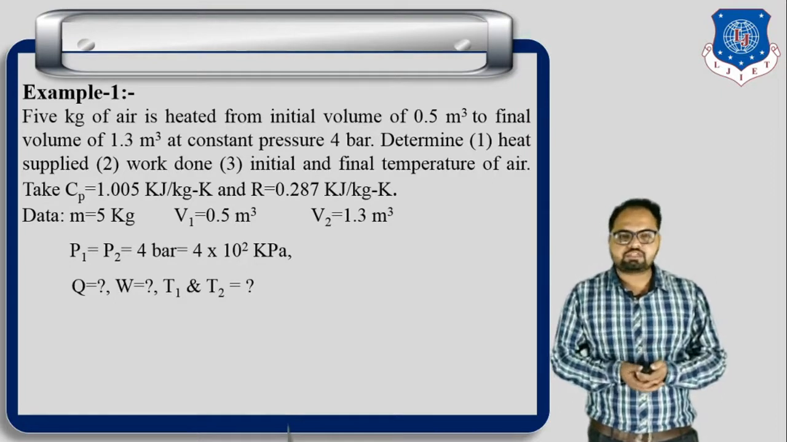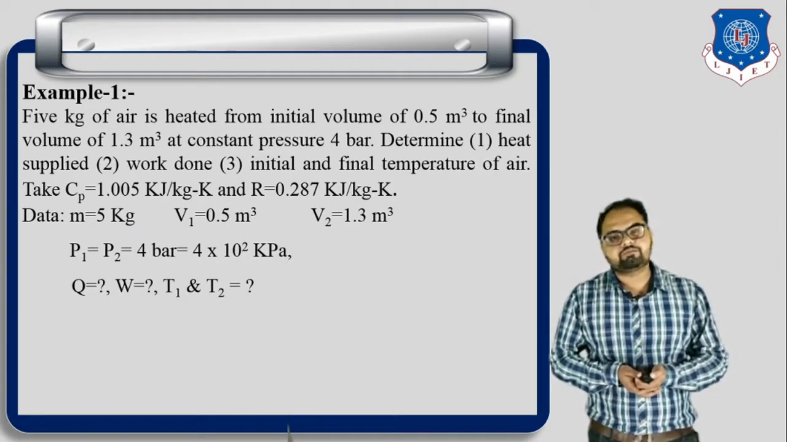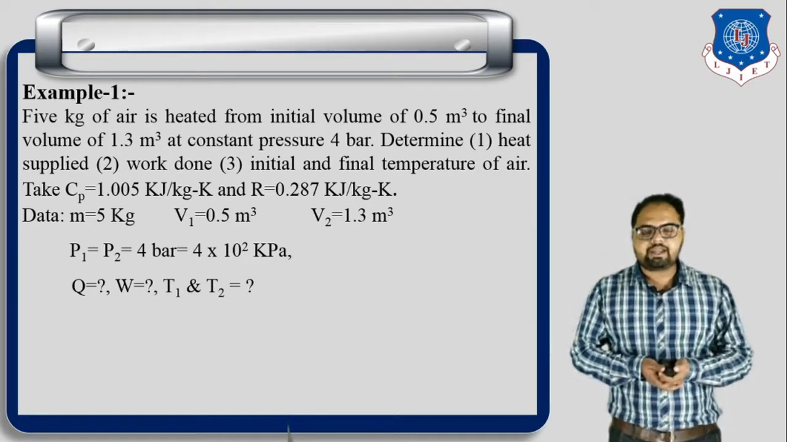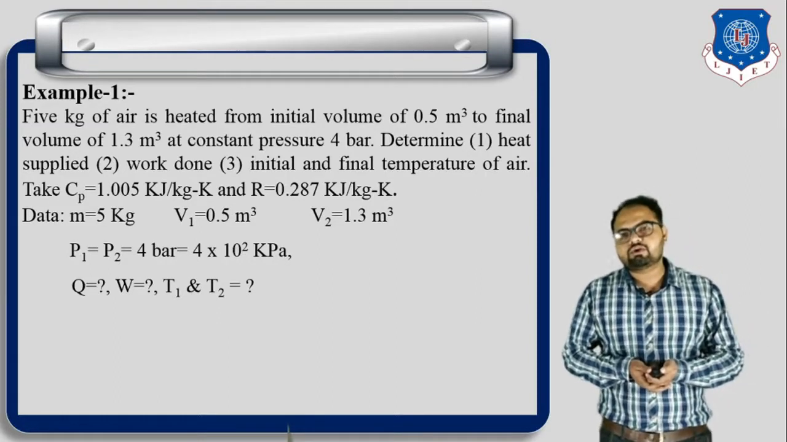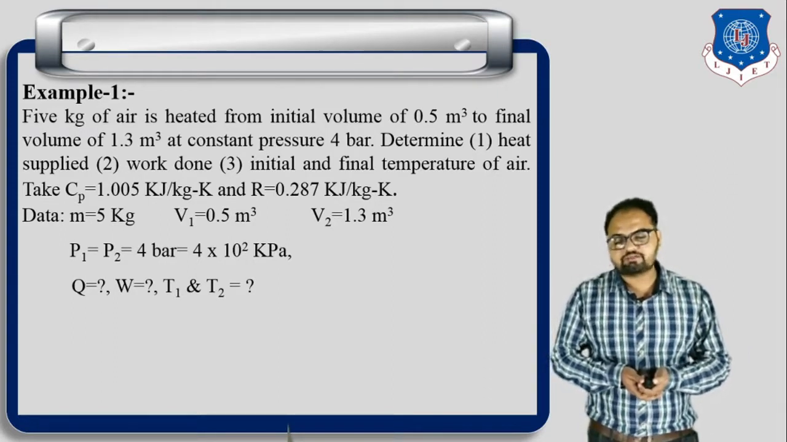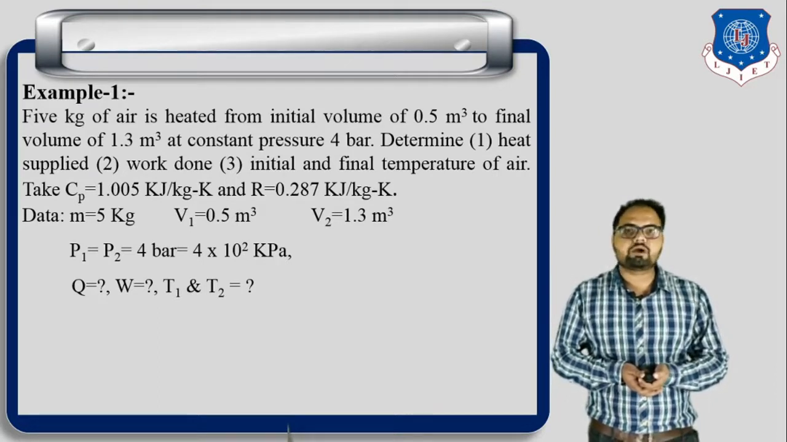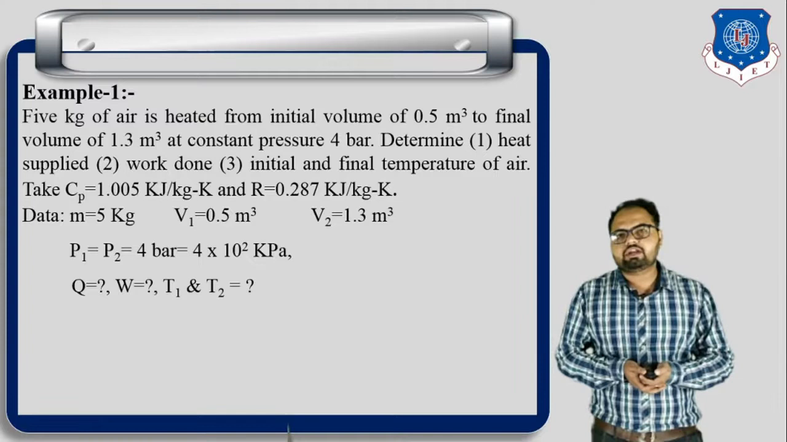So we need to find heat supplied, work done and initial and final temperature. Here the process is a constant pressure process, and we know that for constant pressure process work done W is equal to P in bracket V2 minus V1. Heat supplied Q is equal to del W plus dU, where del W is P(V2 minus V1) and dU is m Cv (T2 minus T1). By solving this we get Q is equal to m Cp (T2 minus T1), and we need to find T1 and T2. So let's start the numerical.